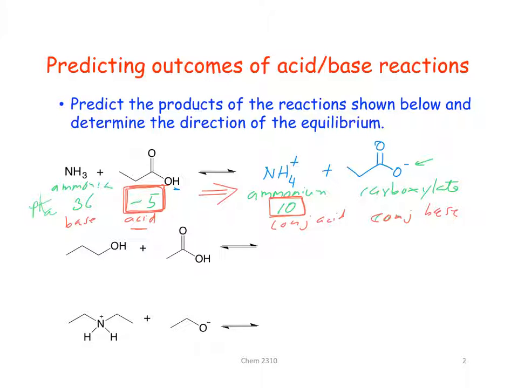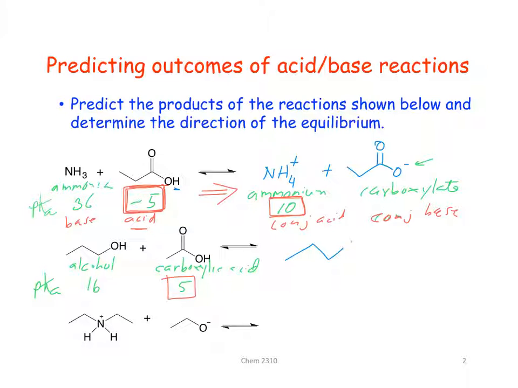Okay? All right, let's look at another example. So in this example, we have an alcohol here. Okay, alcohols have pKa's around 16. And here's acetic acid. So this is another carboxylic acid, which has a pKa of around 5. So clearly the carboxylic acid is the stronger acid here. And so it's going to donate a proton to the alcohol.